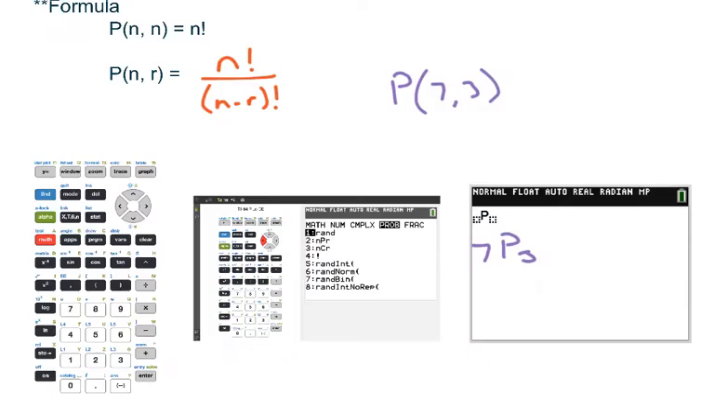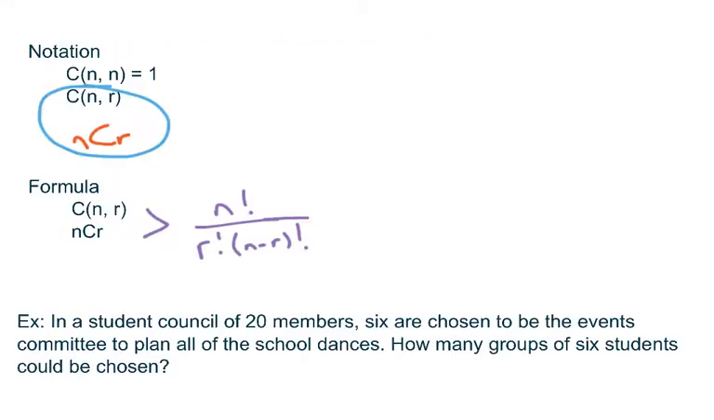If I go back a couple of pages, the only difference between permutations and combinations in the calculator is that you're still going to hit the math button, still going to go over to probability, but instead of option 2, you're going to hit option 3. The only difference on this screen is it's going to be a C instead of a P, but everything else works exactly the same. If it's permutations, use option 2. If it's combinations, we're using option 3.